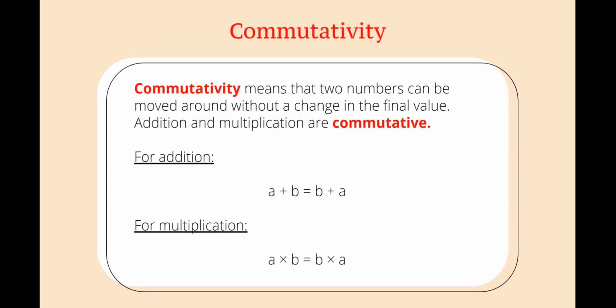Commutativity means that two numbers can be moved around without a change in the final value. This applies to addition and multiplication, but not to subtraction and division. For addition, this looks like a plus b equals b plus a. And for multiplication, this looks like a times b equals b times a for any numbers a and b.